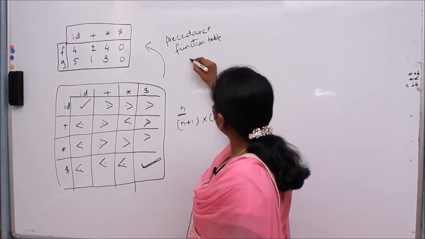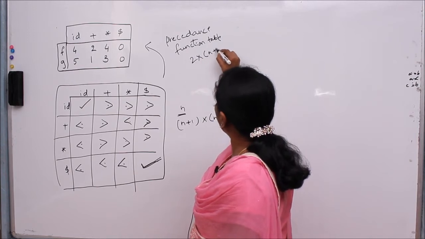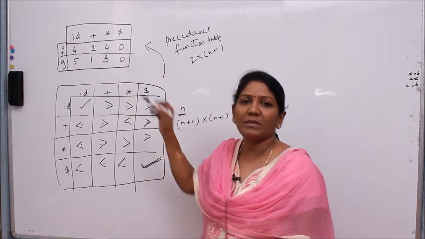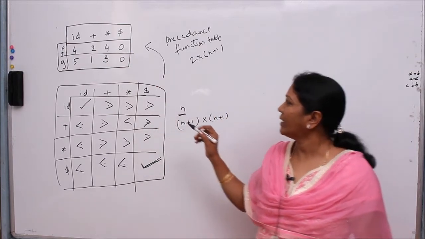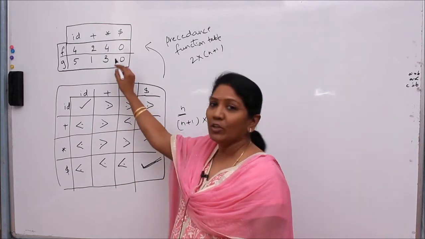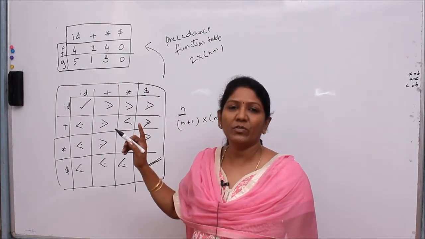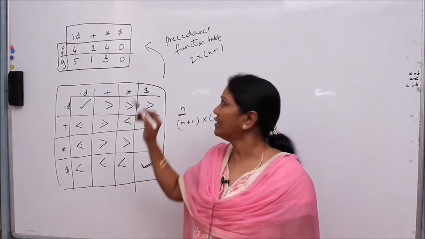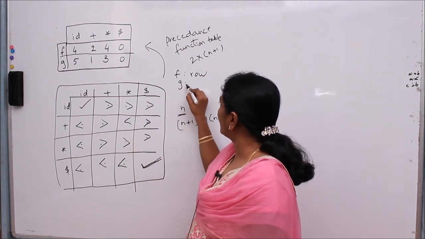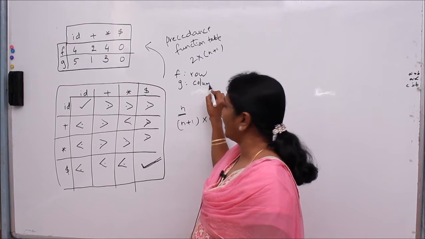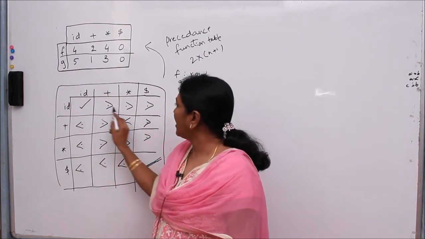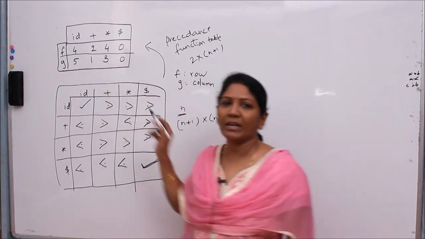Where now the size is 2 into n plus 1. There are only 2 rows here, columns remain as they are. So here each entry is reduced to a numerical value by using two integer mapping functions. Here f is used for mapping the row element, where g is used for mapping the column element. By using two functions f and g, each value is reduced to a numerical value.